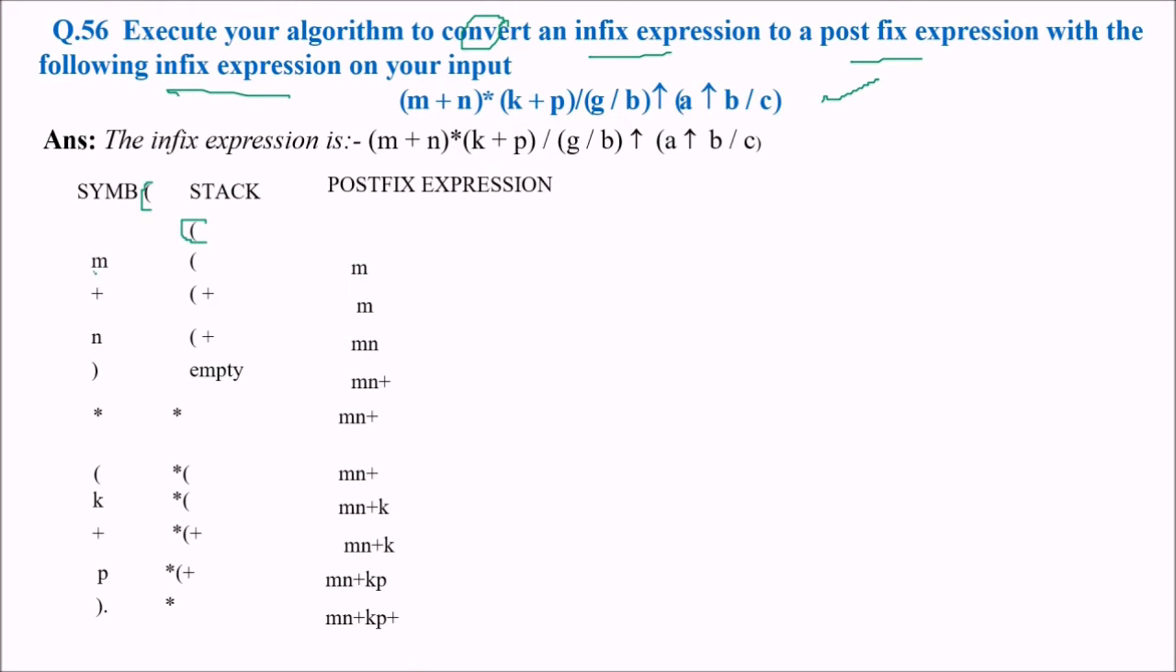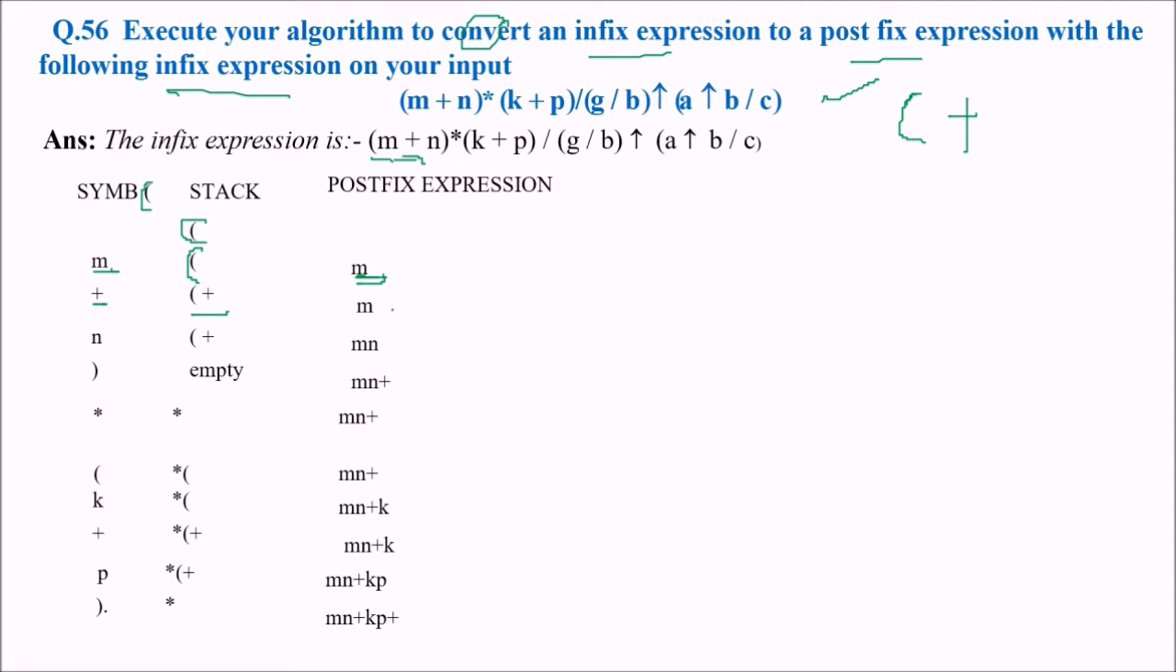Now we have a symbol M. Stack will contain this, and the postfix expression will be M. Always when an operand comes, we'll write it in the postfix expression. Next, what is the next token? These are tokens; they can be an operand or an operator. That is plus. If it is an operator, we'll place it on the stack. Otherwise, if it is an operand or a variable, we'll place it on the postfix expression.